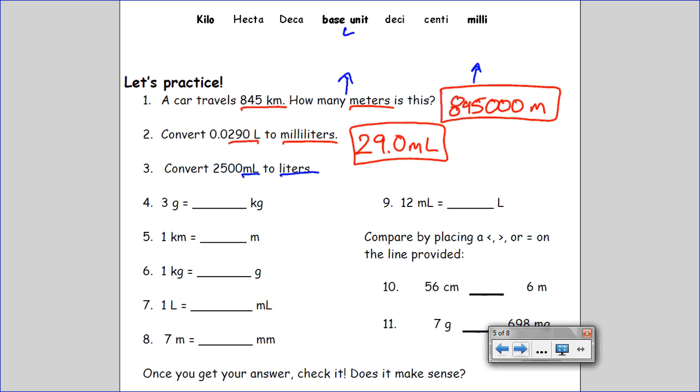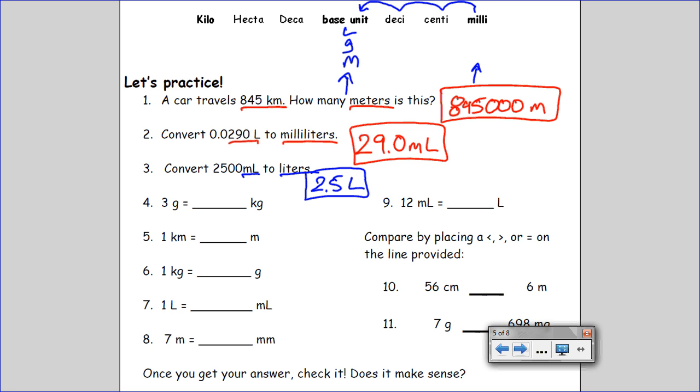Our base units are liters for volume, grams, and meters. Okay, L, G, and M. So we start with 2,500 milli, and we have to go back to liters, 1, 2, 3 steps, but in the left direction. So this time we're going to be turning this into 2.5 liters as a result.